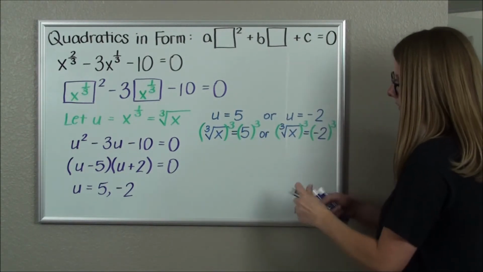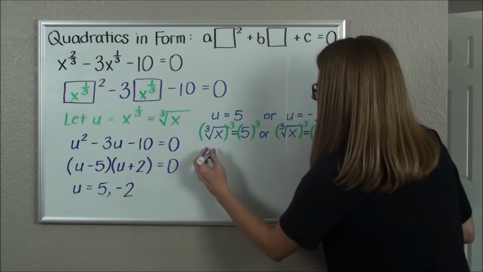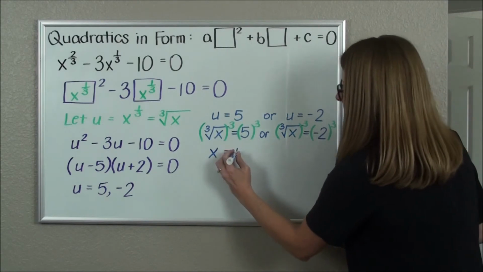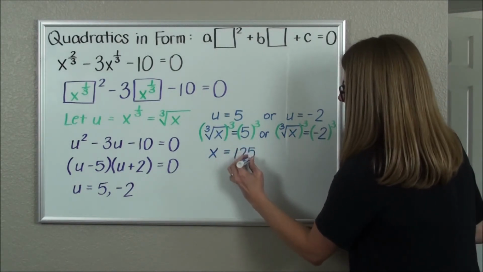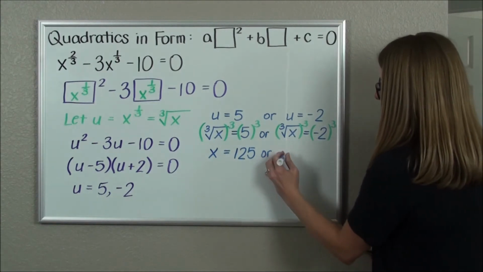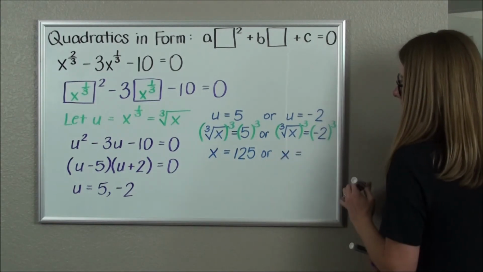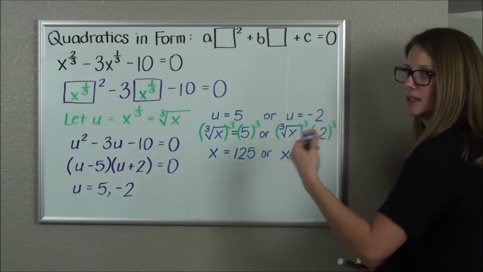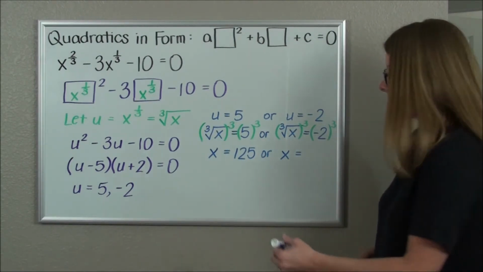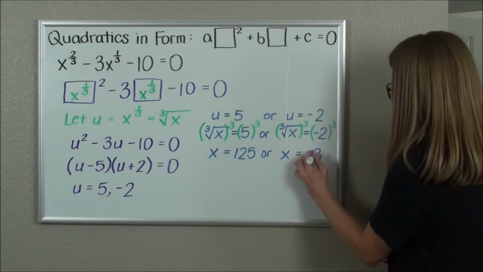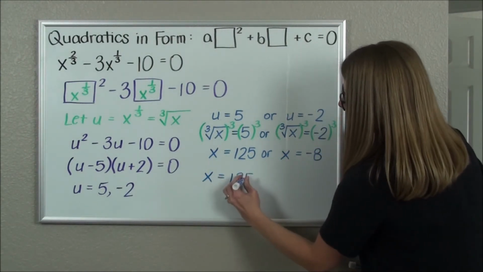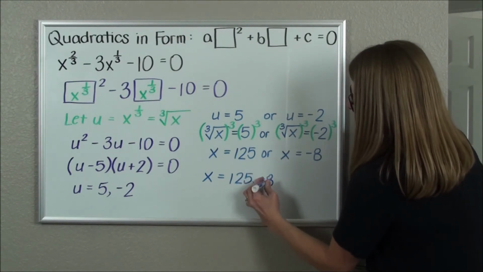On the left side, the cube undoes the cube root and I'm left with x. On the right, 5 cubed is 125. Again, the cube root cubed gives me just x. -2 cubed is -2 times -2, which is 4, times another -2, which is -8. So I wind up with two solutions here, 125 and -8.